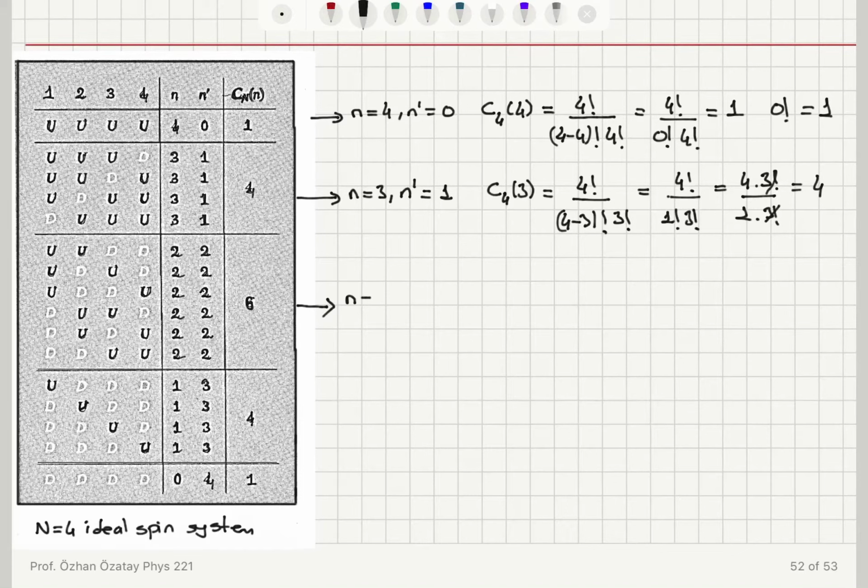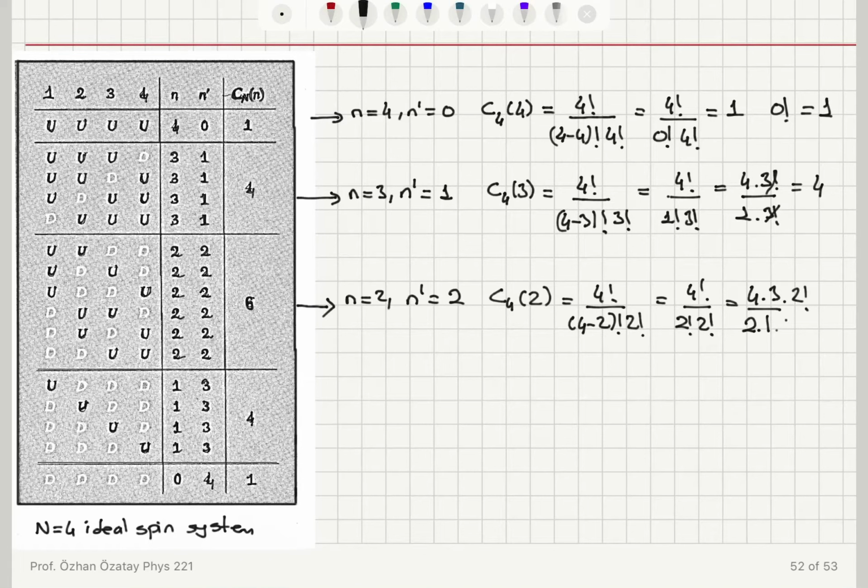So here I have n equals 2. N prime is equal to 2, combinations of 4 objects taken 2 at a time: 4 factorial over (4 minus 2) factorial times 2 factorial. So it's 4 factorial over 2 factorial times 2 factorial, which is 4 times 3 times 2 factorial over 2 times 1 times 2 factorial. So I will find this is going to give me 6. So indeed, I recovered the number of distinct configurations that I can see here.